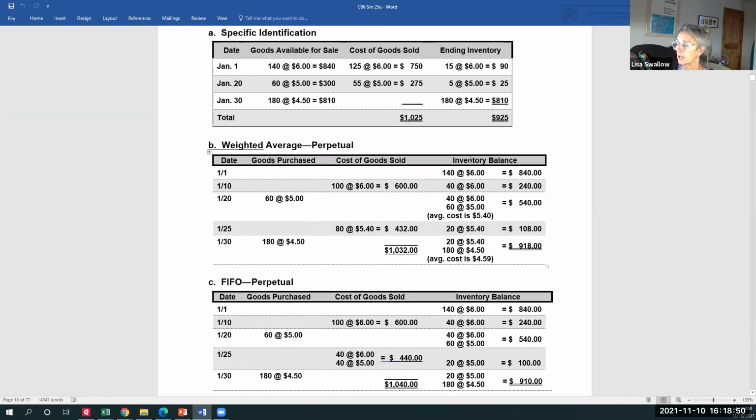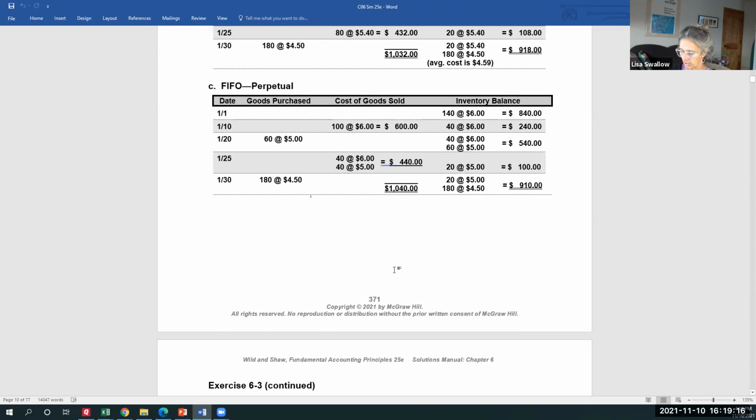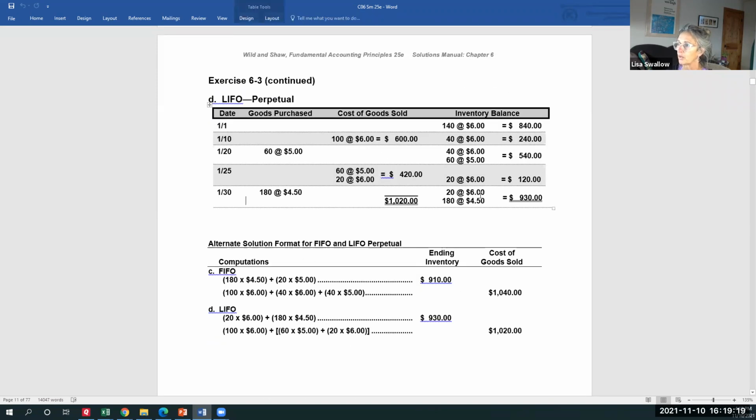So the key to this, you guys, is being able to set up always with these 4 column headings, and with weighted average, you have to recalculate the weighted average and carry it down to the next row every single time you make a purchase. LIFO and FIFO is just saying to yourself, first in, first out. So what I sold, I've got to start up here and move down. With LIFO, it's the last in, first out. I've got to start at the bottom and move up.